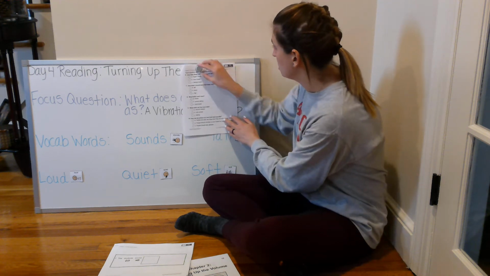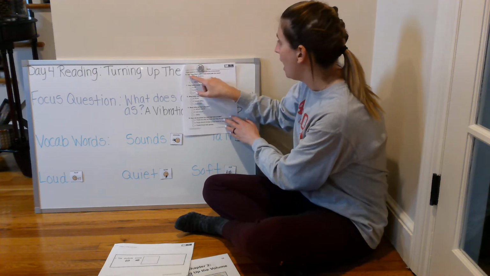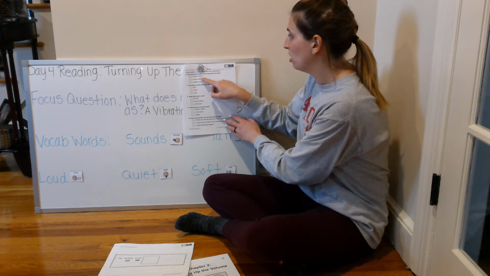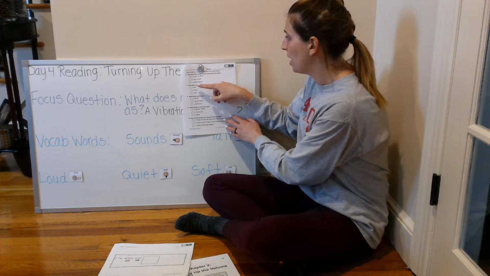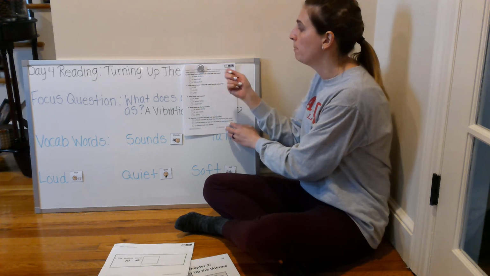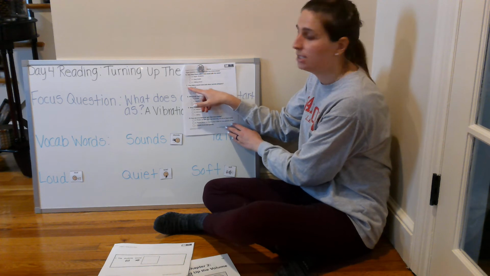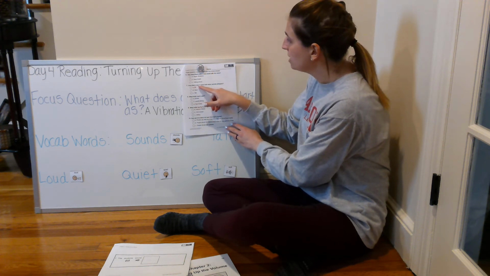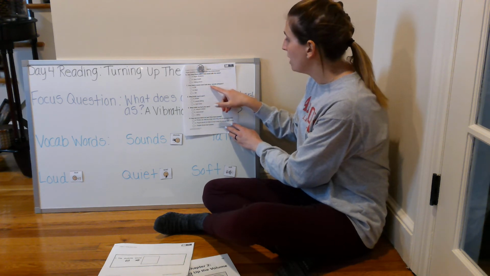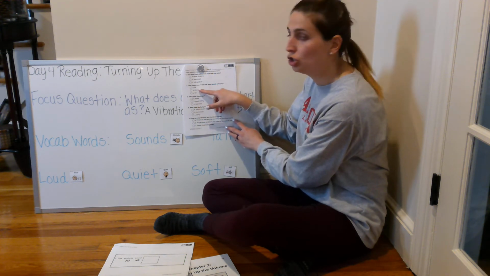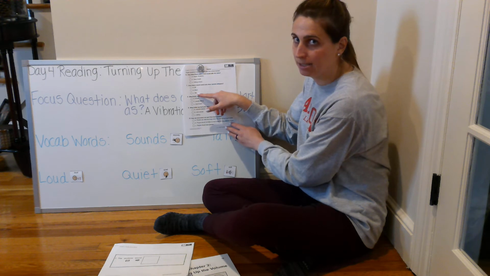So number 6. How does Rhett make a loud sound with his voice? Bigger vibrations, a deep breath, or hitting a drum? You're going to bubble in that answer that is correct. Number 7. How does a sound wave look when Jacinda whispers? Tall, short, or flat?